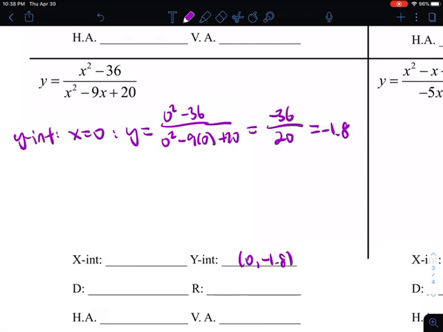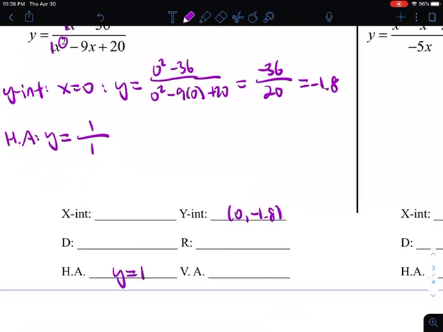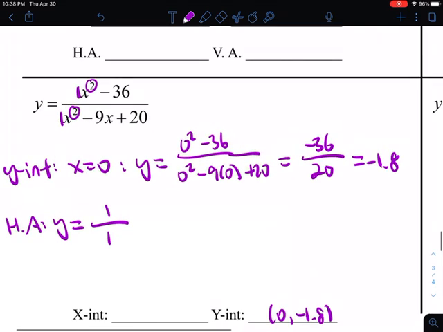And then, since we have it in this form, let's look at the horizontal asymptote as well. And again, you want to compare the degrees. So the degree on top is 2. On the bottom is also 2. What happens if the degrees are the same? Well, you look at the leading coefficients. So it'll be y is equal to, leading coefficient on top is 1, on the bottom is also 1. So it will be y equals 1. And again, don't worry about the domain and range. All right, and then let's do the x-intercept and the vertical asymptote now.